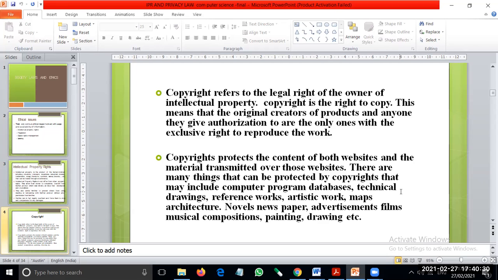One more important thing: copyright protects the content of websites and material, like a novel, newspaper, advertisement, film, musical composition, painting, drawing, etc. They can be protected by copyright. You have seen it in a book. If you publish any book, you have a copyright. That means you are the creator. So that is the example.